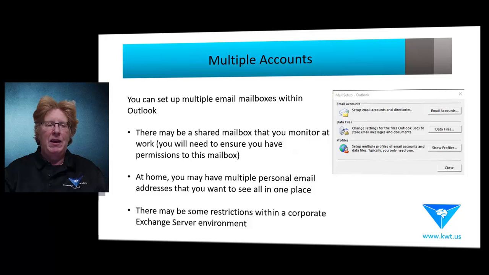Multiple email addresses can be set up within Outlook so that both mailboxes will appear in the folder pane. This is often done in a corporate environment where you not only have your own personal email address for work, but you also have shared department email addresses. For example, there might be an IT service desk email or an accounts payable email that multiple people monitor. So you would have your own email address set up along with any shared email addresses that you help with monitoring. On a personal setup, you may have multiple personal email addresses that you want to see all in one spot. And again, you can certainly do that within the email accounts options.